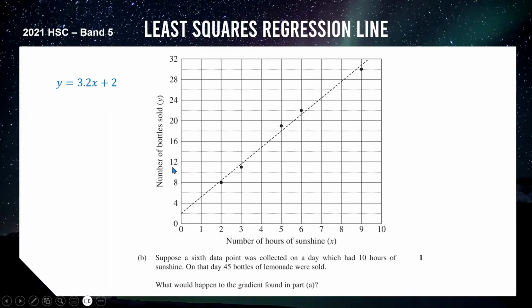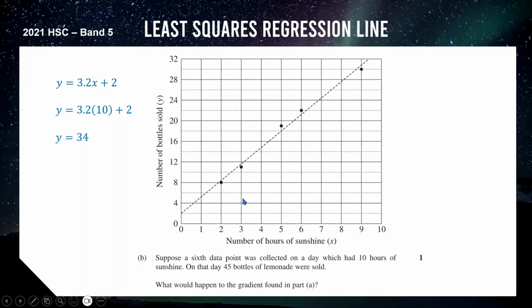So what we're going to do is we are going to see where this line predicts an x value, which is number of hours of sunshine. We're going to see what our prediction of 10 gets us for our number of lemonade bottles sold. Okay, so what that means is if I take my equation here and I let x equals 10 for number of hours of sunshine, I'm going to get y equals 3.2 times 10, and then I'm going to add 2. This gets me an answer of 34. So this is saying that the line is predicting that when number of hours of sunshine is 10, on the line, that is going to give us a y value of 34.